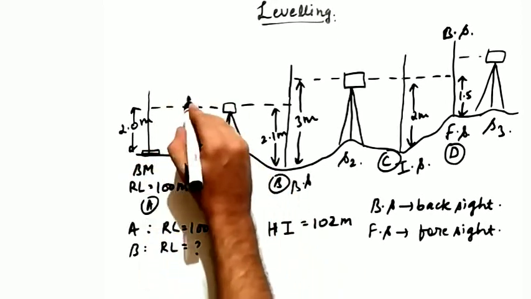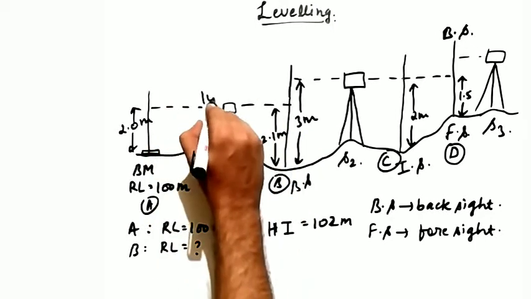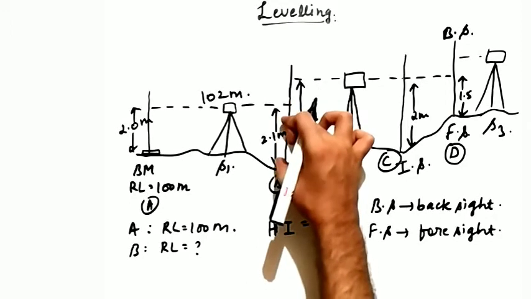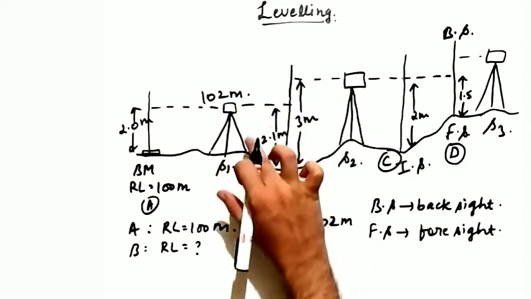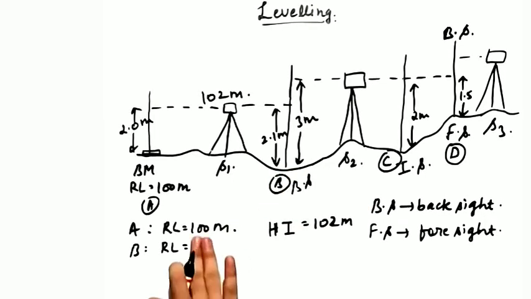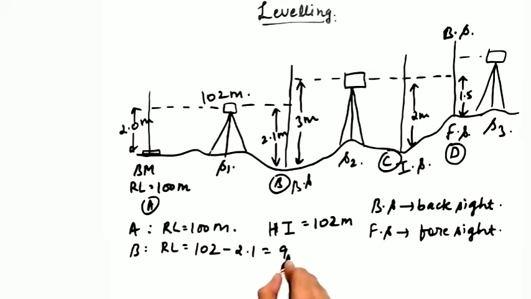Now this dotted line denotes 102 meters height. So when you subtract this 2.1 meters from this 102 meters, you will get the RL of point B. So RL of point B will be equal to 102 minus 2.1 meters. So it will come out to be 99.9 meters. So this is the RL of point B.